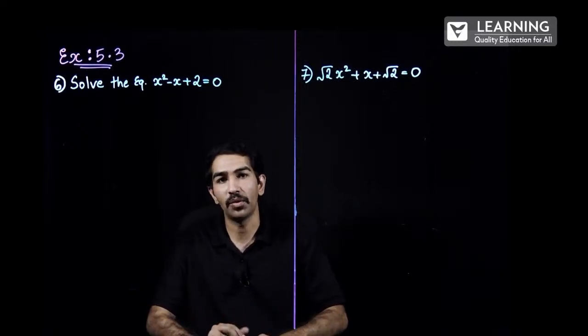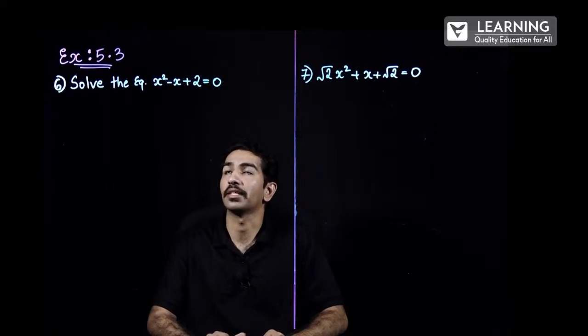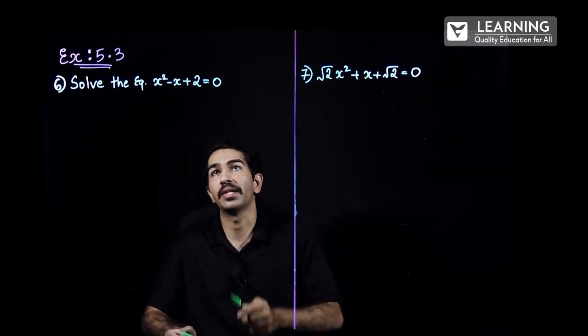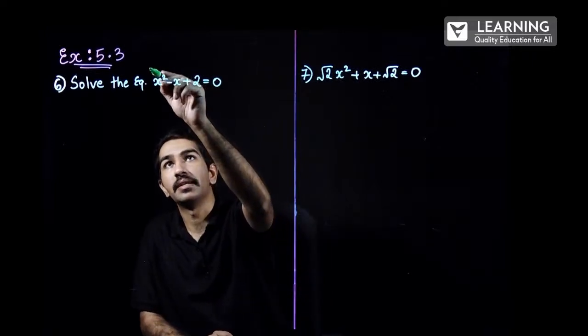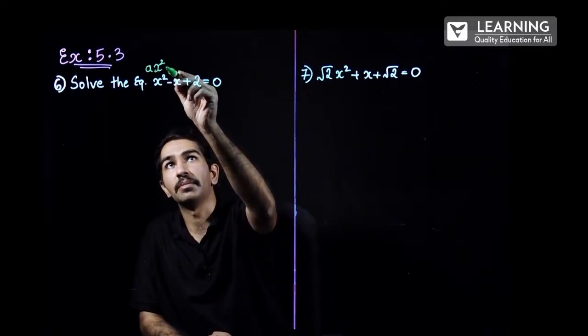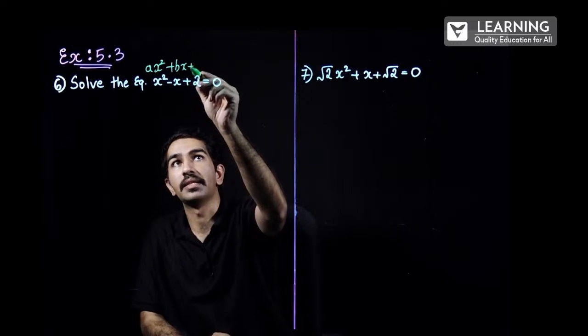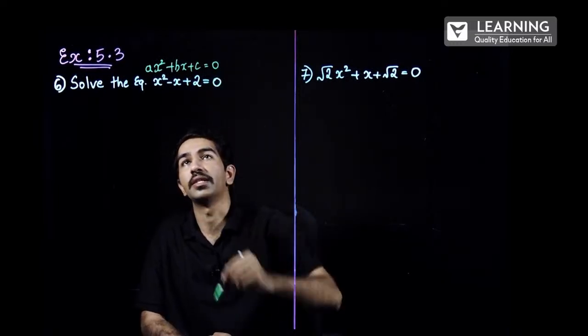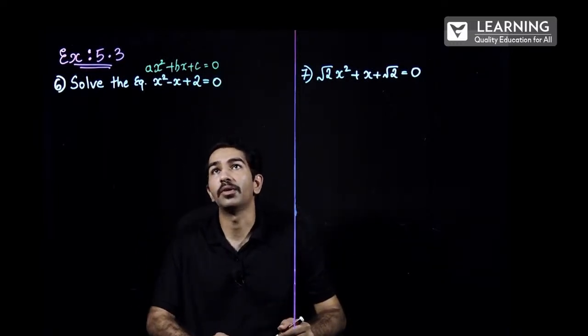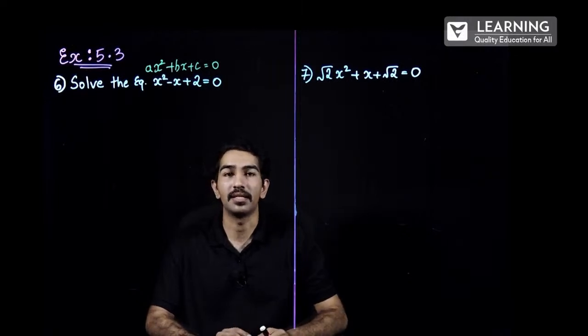Same thing you have to do here: solve the given quadratic equation. Here the quadratic equation given is x squared minus x plus 2. We'll compare that with the standard form of a quadratic equation, that is ax squared plus bx plus c equal to 0. Students, what can we write? a is equal to 1, b is equal to minus 1, c is equal to 2.